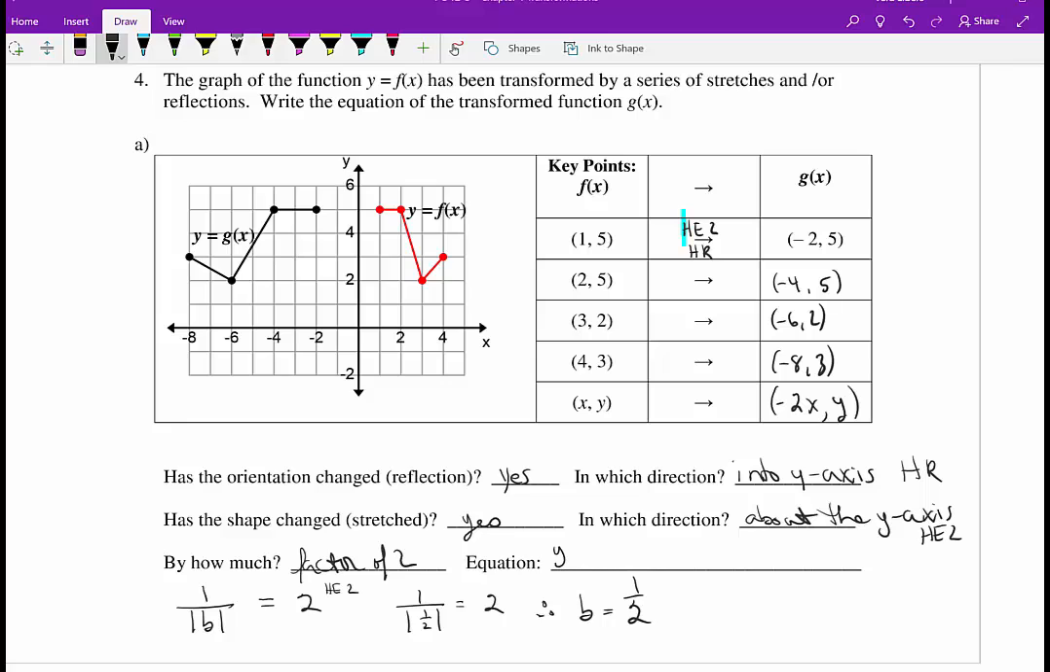Okay, now I know that the form is y equals f of bx. Now my function is g of x, so g of x becomes f of, and then b is a half, right, x. All right, but what have I not taken into account? I have not taken into account that I have a horizontal reflection, so it's f of negative 1/2 x, okay? And so I'm just going to write this over here in red, that b, because we have a reflection, is negative 1/2, okay?